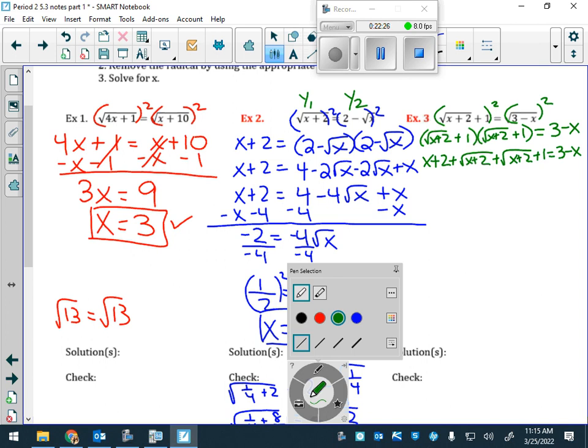Yes? Okay. We're going to combine like terms. So we have x plus 2 plus 2 root x plus 2 plus 1. And I'm going one step at a time so you can see it all. Okay? 1 and 1. Okay. So then we have x plus 3 plus 2 root x plus 2.